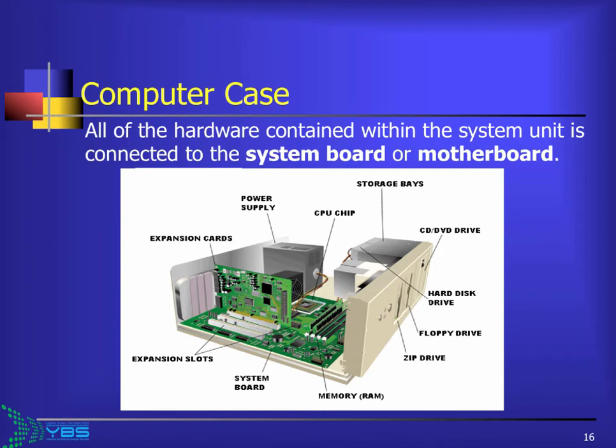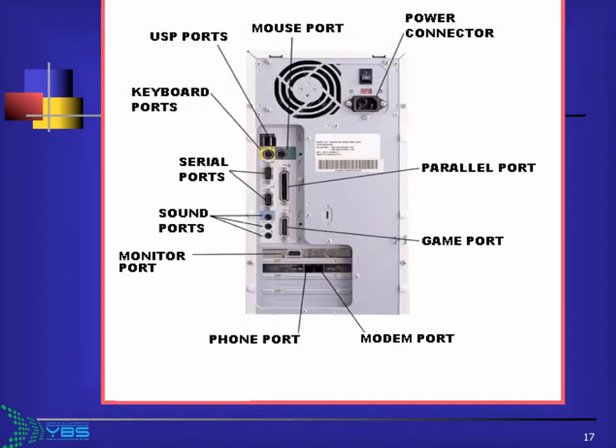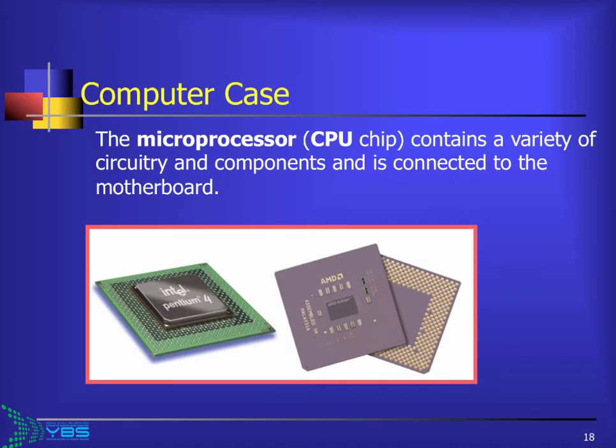The hard disk helps you to save in these memories, as do the floppy drive and zip drive. It depends on what kind of capabilities you're going to use. And this motherboard is the system board. You have to understand that in the computer case. Also, you see at the back of this the USB ports, mouse ports, connectors, parallel modem ports, and phone port as well. And the microprocessor contains a variety of devices in those parts.